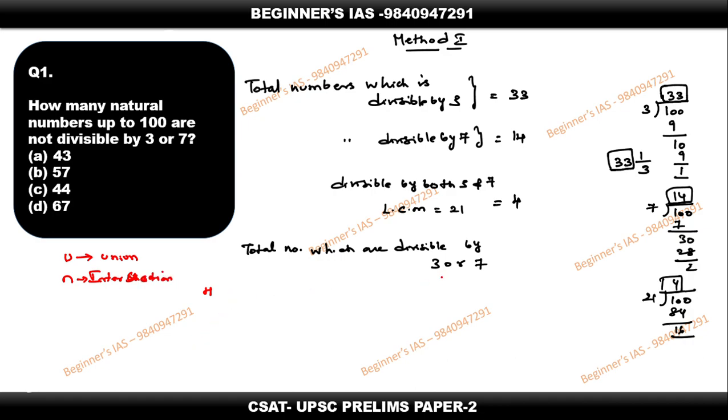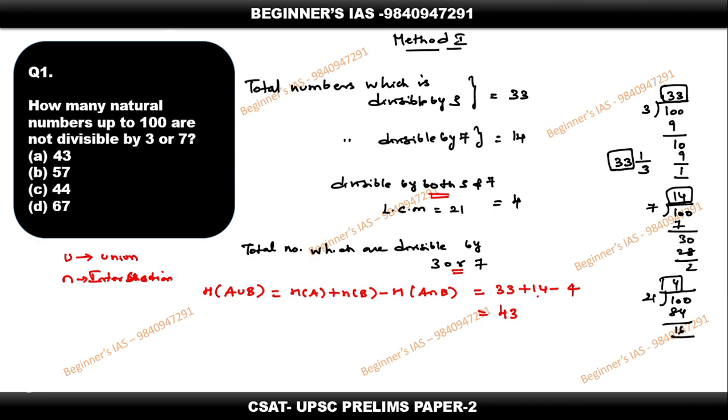So you can apply this logic. Here I need to identify or, and or means I am going to use the union concept. I need to identify n of A union B. I know n of A, I know n of B. I know the intersection also. Intersection means both, so n of A intersection B I know. Now apply here. This is nothing but 33 plus 14 minus 4. How to solve this? This is nothing but 43.